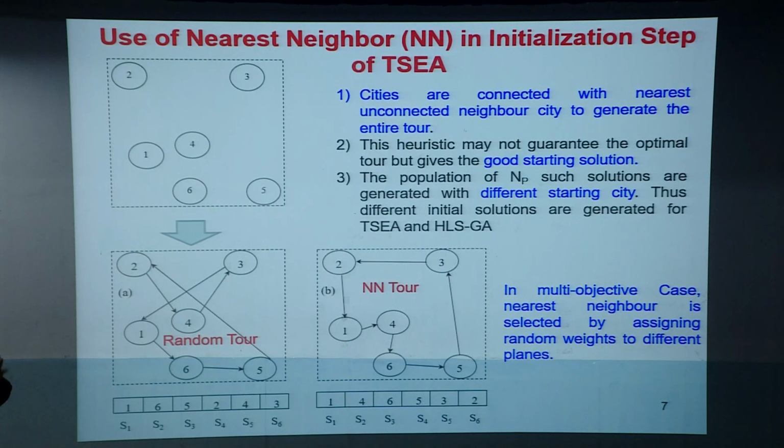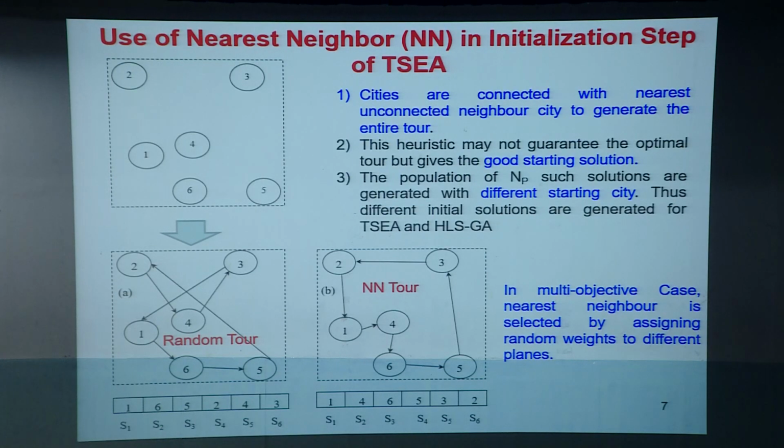Okay. So as I said, we will look at the nearest neighbor in a little more detail. This is the slide on nearest neighbor. The initial population we are generating using the nearest neighbor. You can consider a simple illustration here. There are 6 cities. If I randomly connect these cities, I am going to get a random tour like this, isn't it? So clearly there are several cross connections. So this is not optimum, isn't it?